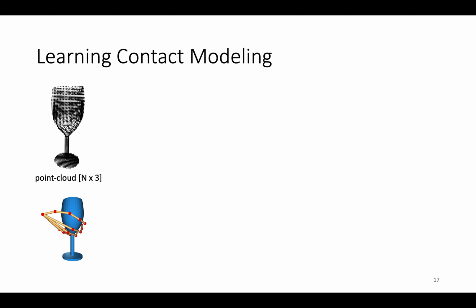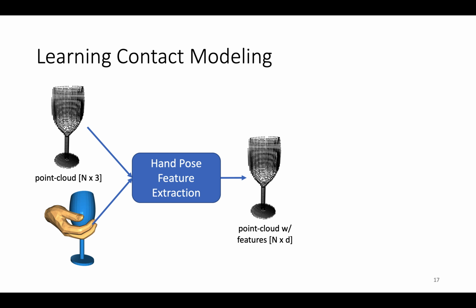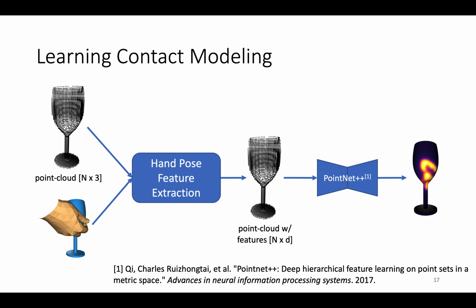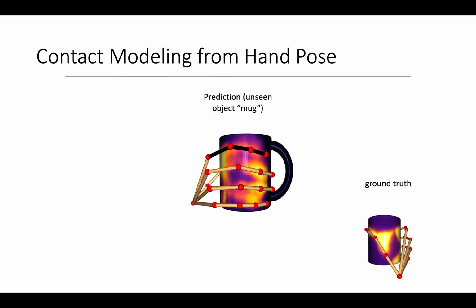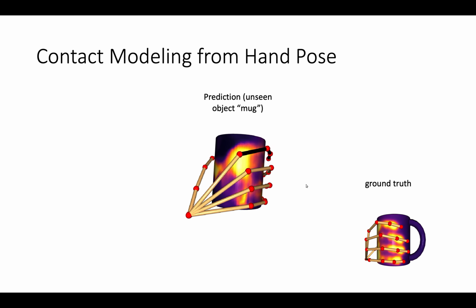Next, we use this data to learn contact models. Given the object point cloud and hand pose, we extracted some features to train a PointNet network to predict contact values for each object point. Here's an example showing the details captured by our model.